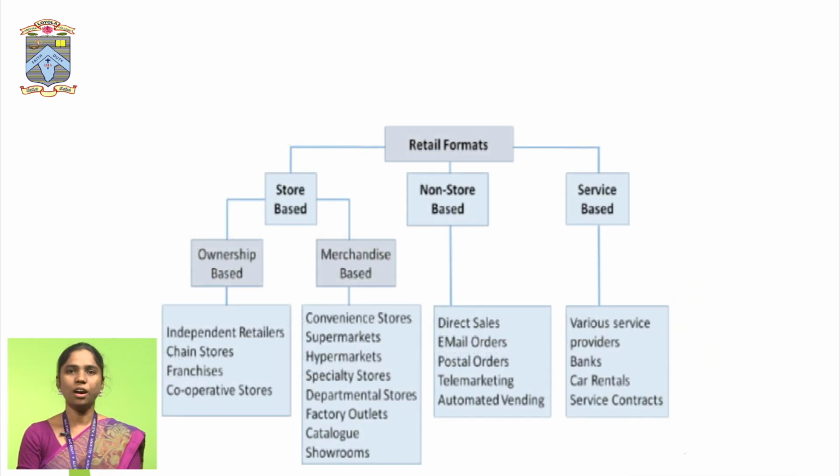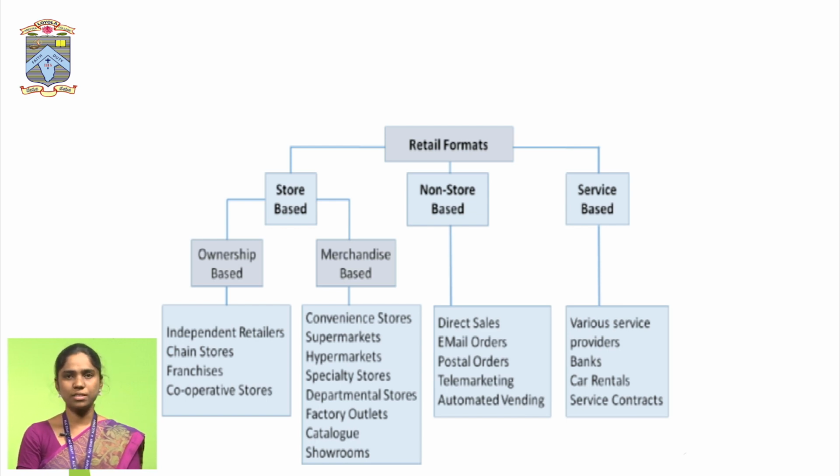Different formats of retailing. So, we have different formats of retailing, and all of these are categorized into three parts. The first one is store based, the second one is non-store based, and the third one is service based. In store based retailing, again we have two classifications. The first one is ownership based and the second one is merchandise based.